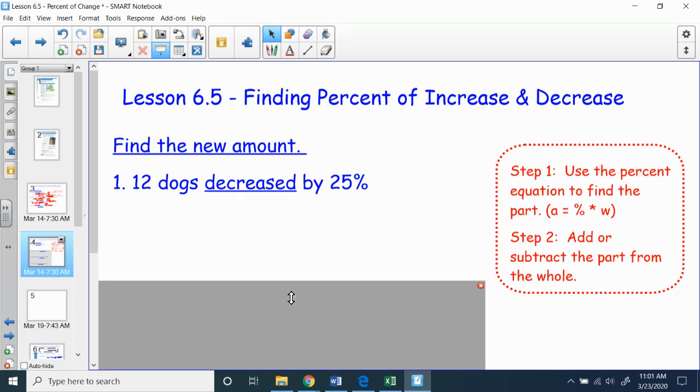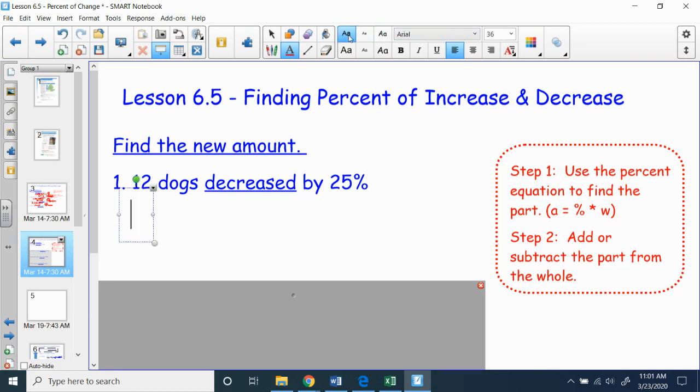This first problem says we're going to find the new amount. This one has to do with dogs being adopted from a shelter. There were 12 dogs originally, but that has decreased by 25%. So we're going to use the percent equation, and I'm going to type the equation to make it a little bit easier for us to see. We're going to try to find the part, which is A. Since the percent is 25%, or 25 hundredths, I'm going to write that as a decimal, 0.25.